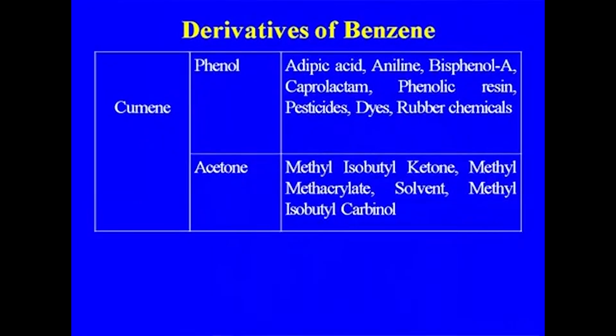These are some of the derivatives of benzene. From benzene to cumene, cumene to phenol and acetone, because during the manufacture of phenol from cumene we also get acetone as a byproduct. The phenol outlets are adipic acid, aniline, and bisphenol, which is one of the very important products of phenol, going for the manufacture of polycarbonate. Then caprolactam, phenolic resin, pesticide, dyes, rubber chemicals, acetone, methyl isobutyl ketone, methyl methacrylate, solvent, methyl isobutyl carbinol.